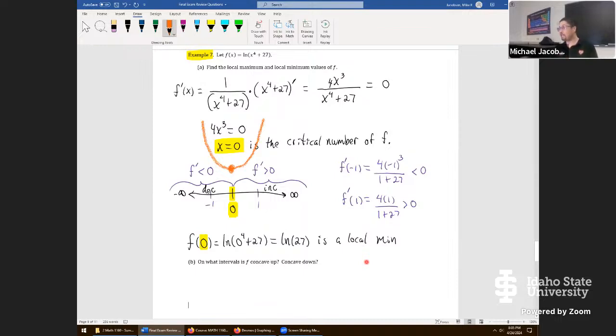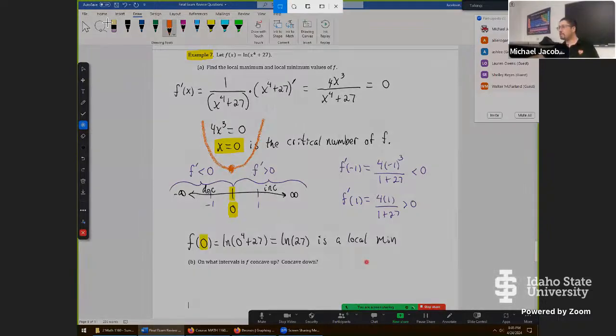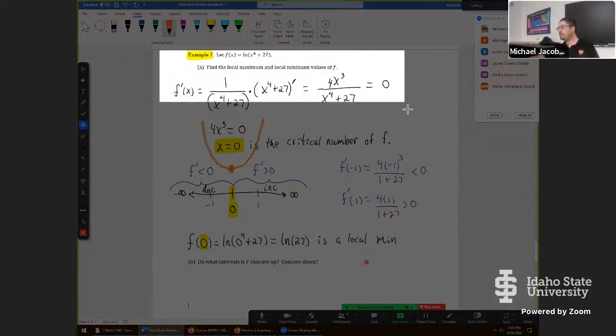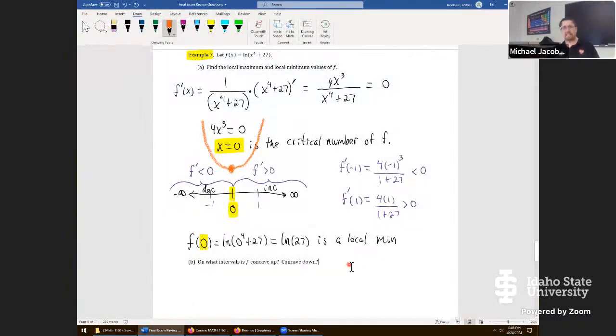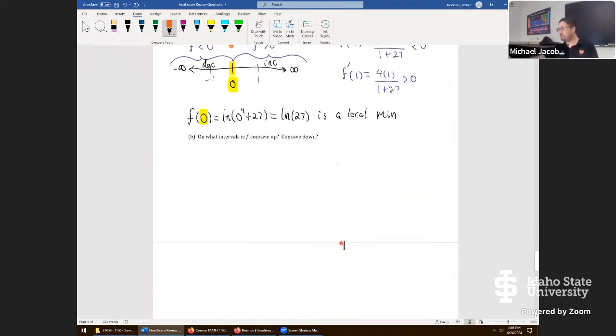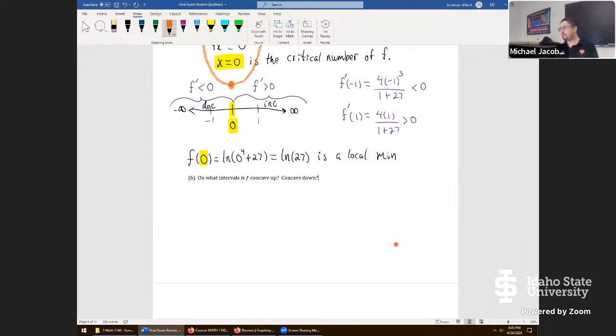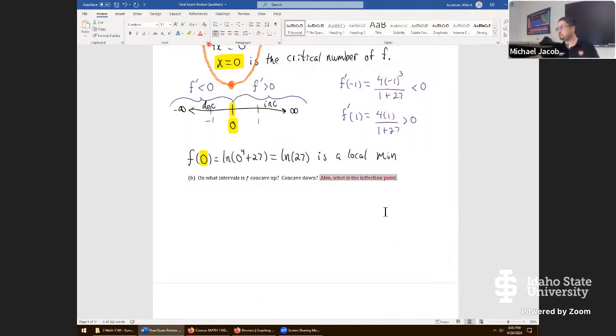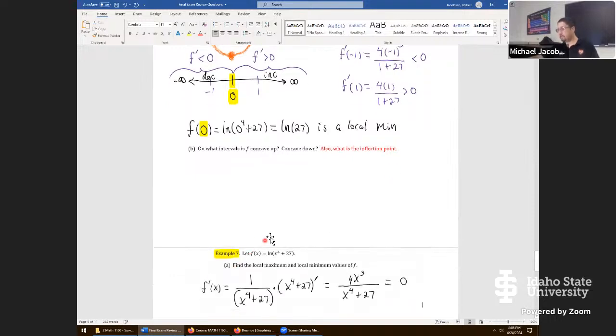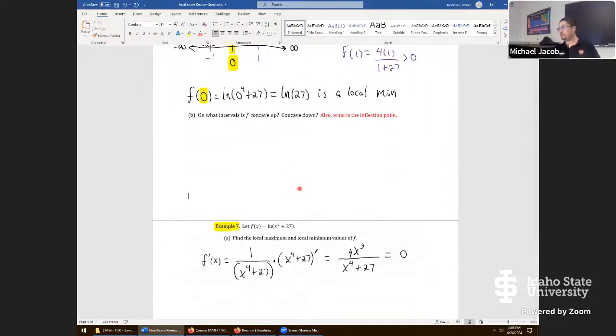We're looking into concavity, which means we need to take these functions right here. Let's add a little bit more to the instructions. On what intervals is f concave up, concave down? And let's add here also, what is the inflection point? Just in case that's also asked. We'll put it in red just to show it's also an edit. Here's the screenshot of the prior information.